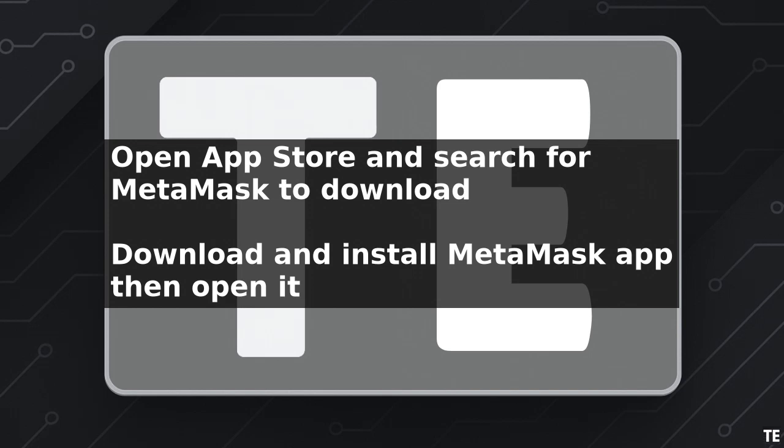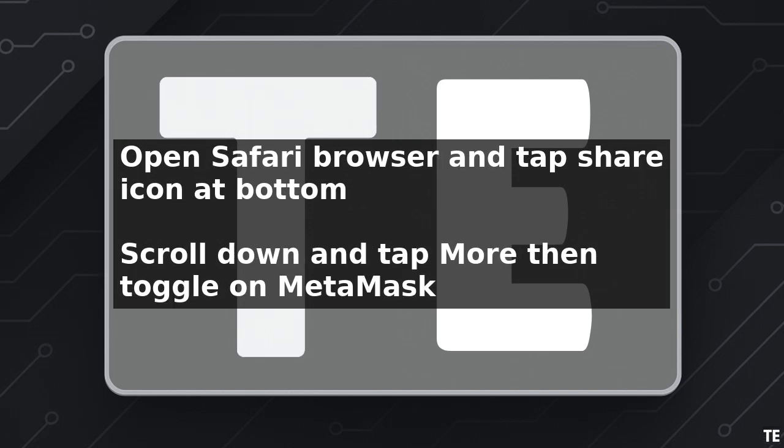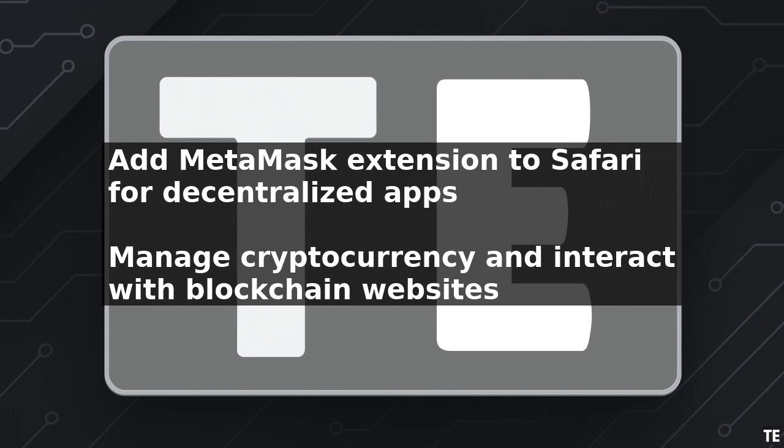After setting up your wallet, go to the Safari browser and tap the share icon at the bottom of the screen. Scroll down and tap More. Then toggle on Metamask and tap Done. This will add the Metamask extension to Safari, allowing you to interact with decentralized applications and manage your cryptocurrency.